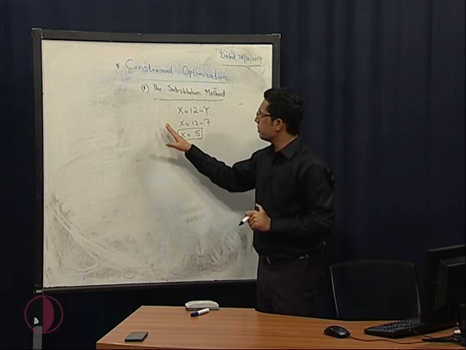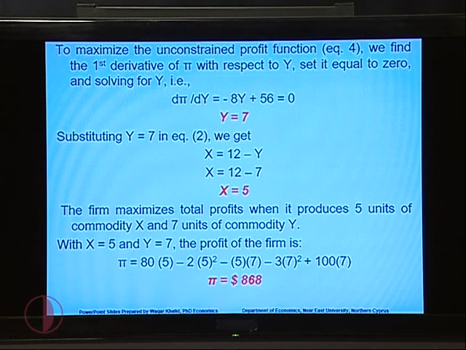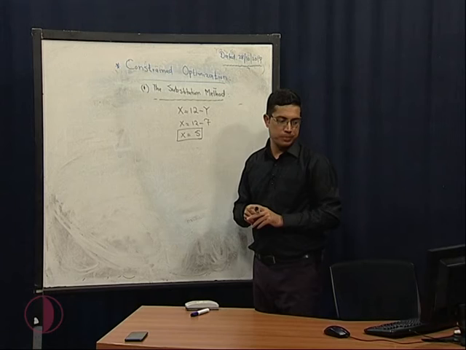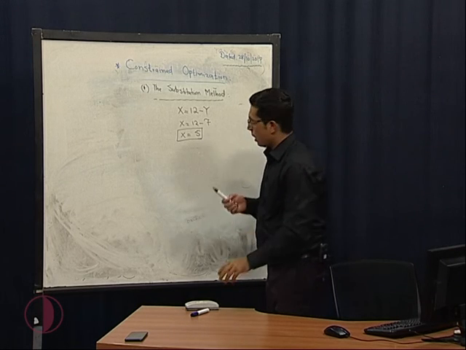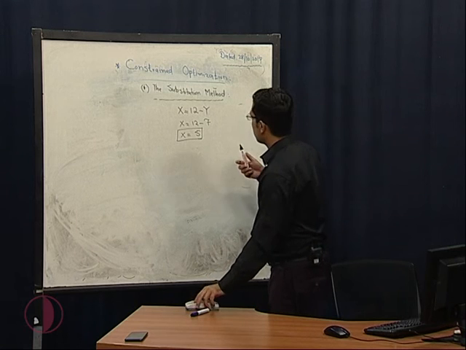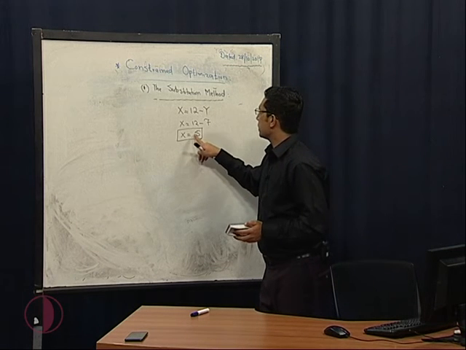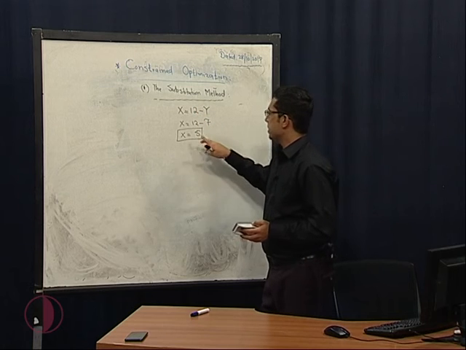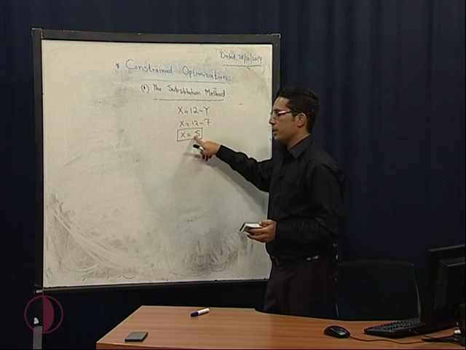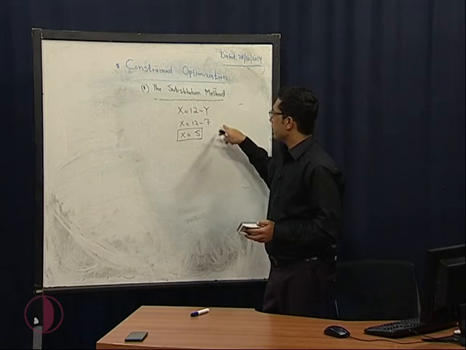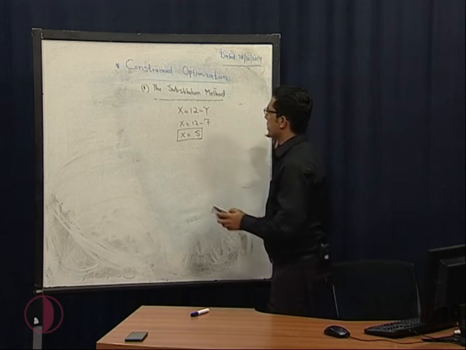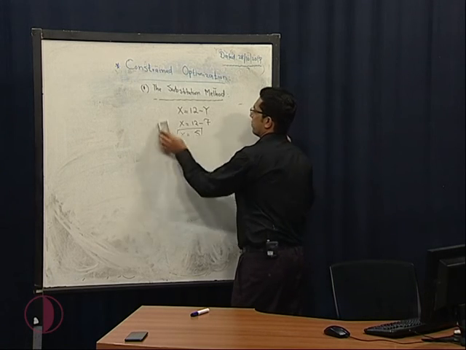It means that the firm maximizes its total profit when it produces 5 units of X and 7 units of commodity Y. So how much profit will the business firm earn? For finding the profit level of the business firm, substitute X equals 5 and Y equals 7 in the original profit function.